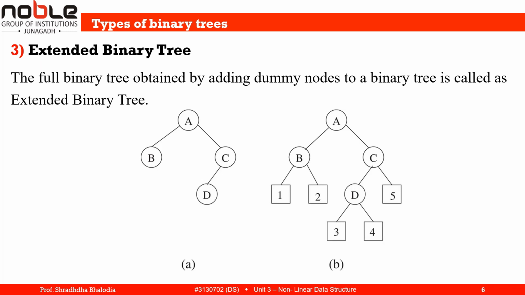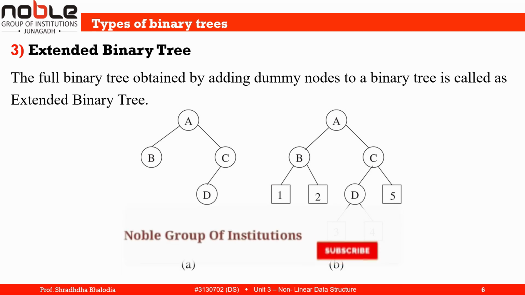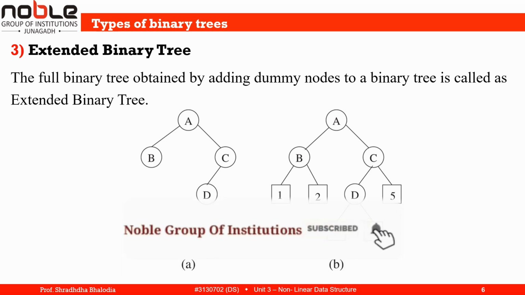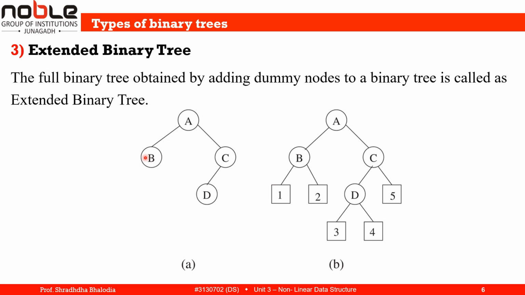Now we move forward about extended binary tree. The full binary tree obtained by adding dummy nodes to a binary tree is called extended binary tree. If a tree or any node has only 1 child, then we need to add some extended or dummy nodes to that particular node, so we can create a strict or complete binary tree. So by adding the dummy nodes where we need, we create the extended binary tree. So these are all the types of binary tree.